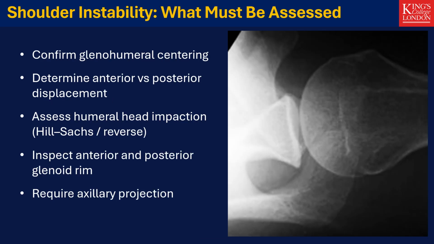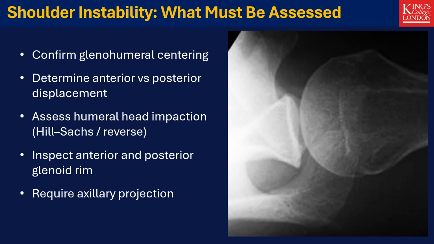When assessing glenohumeral instability, the evaluation must follow a strict sequence. First, confirm that the humeral head is centered on the glenoid. Any asymmetry suggests subluxation or dislocation. Second, determine the direction of displacement. Anterior is common, posterior is frequently missed.